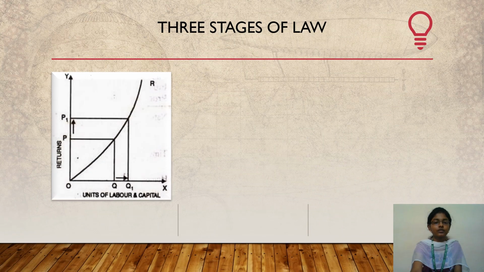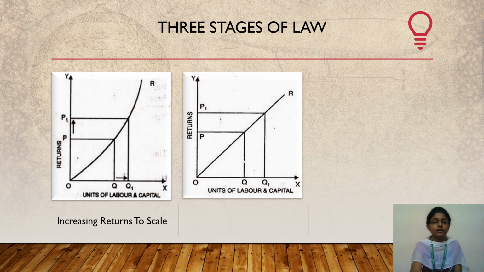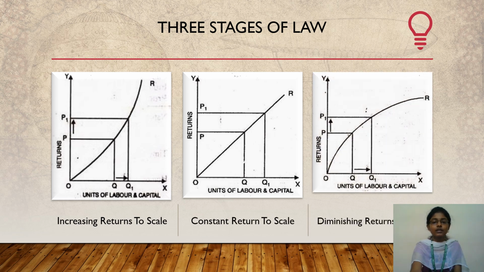This graph represents the increasing returns to scale. This represents the constant return to scale, and this represents the diminishing returns to scale. First, we will see about the increasing return to scale.